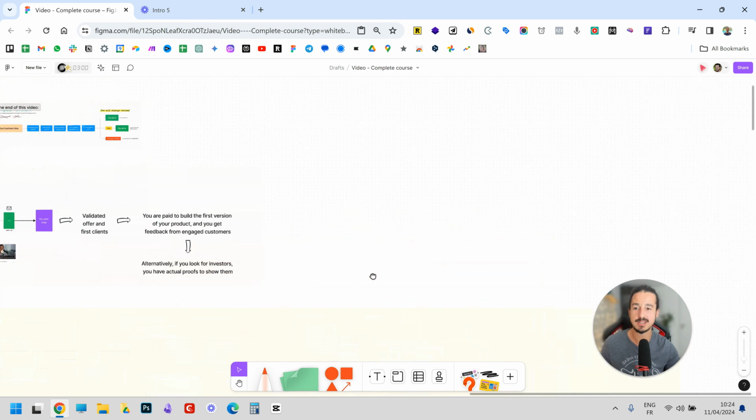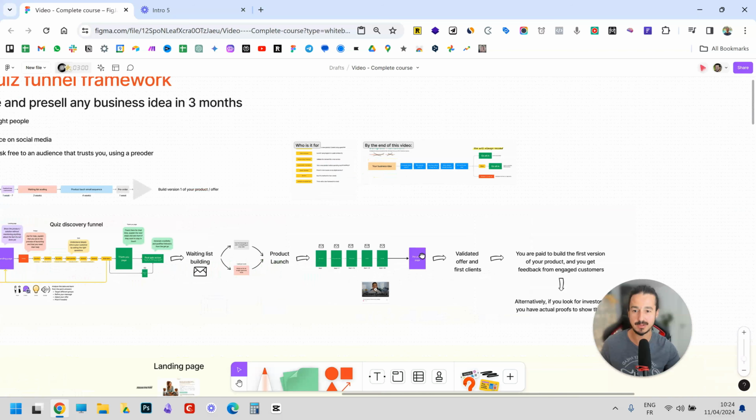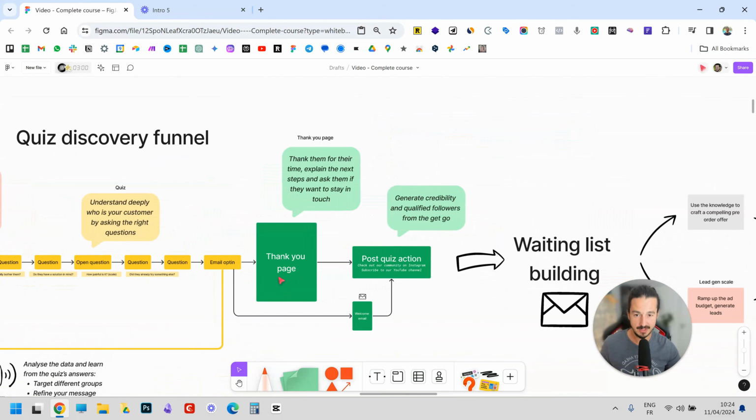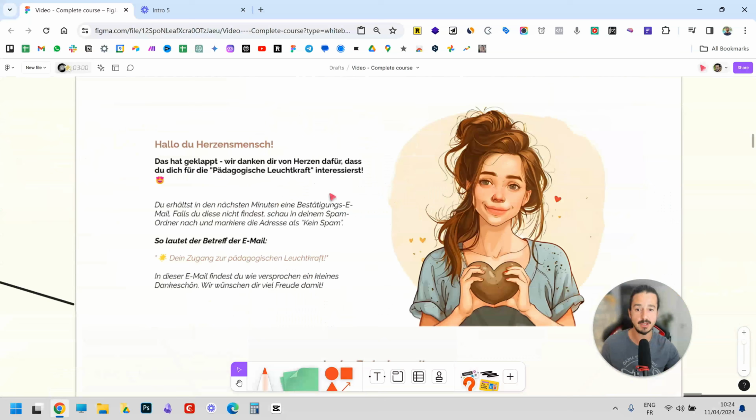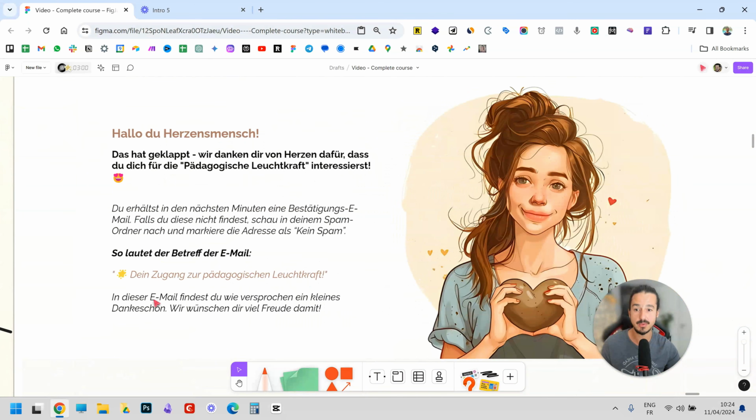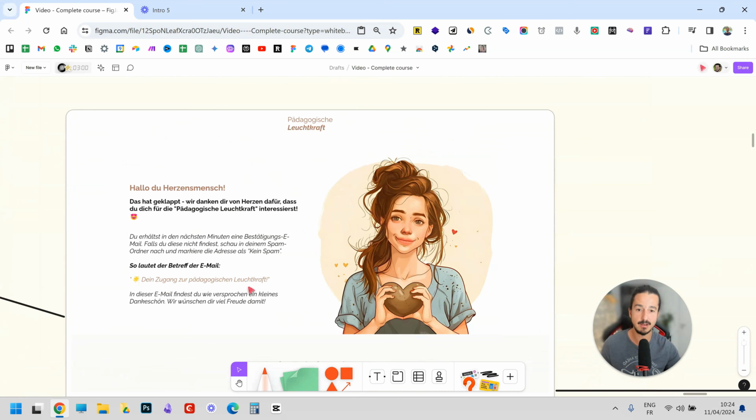Why is the thank you page extremely, extremely important? The first thing you want on the thank you page is that they get an email. You want to make sure that they will open the email. So the first thing you talk about on the thank you page is basically that you will receive an email. That's the title of the email.